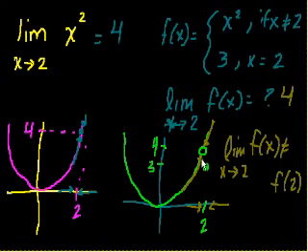Because you have functions where, for whatever reason, at a certain point, either the function might not be defined or the function jumps up or down. But as you approach that point, you still approach a value different than the function at that point.